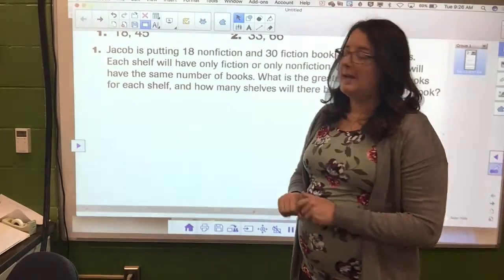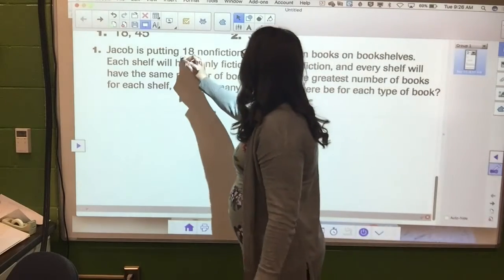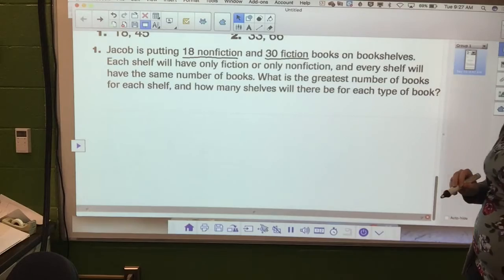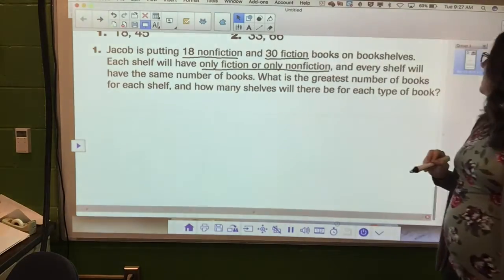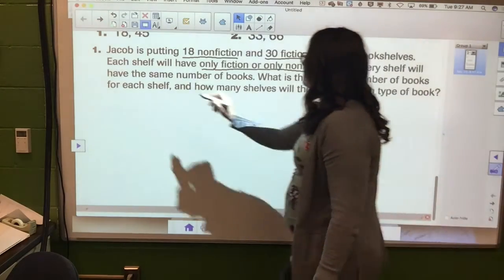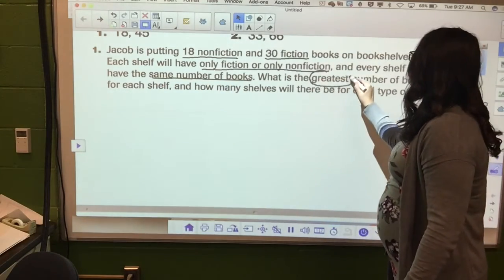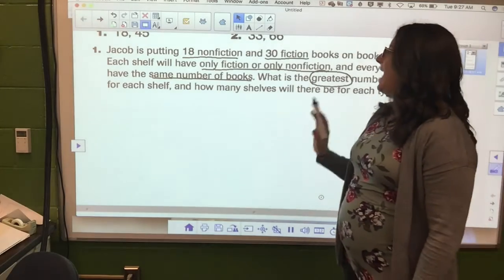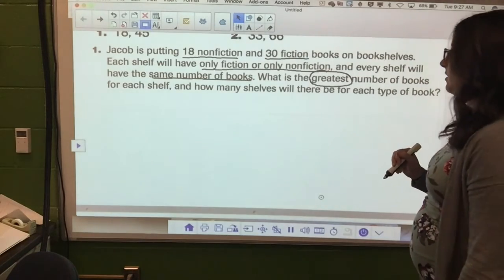So Jacob is putting 18 nonfiction and 30 fiction books on bookshelves. Each shelf will have only fiction or nonfiction, and every shelf will have the same number of books. What is the greatest number of books for each shelf, and how many shelves will there be for each type of book?